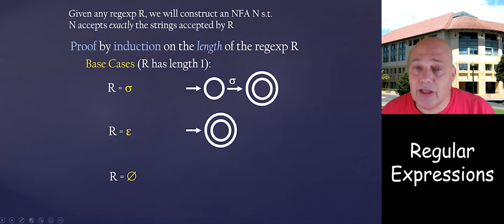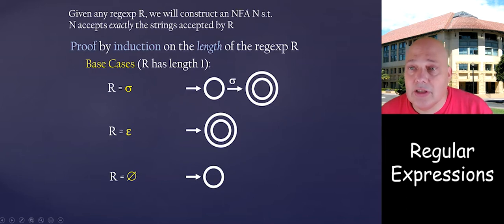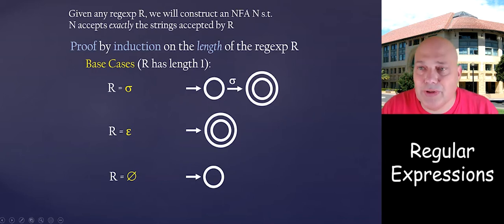For accepting the empty string, we have this NFA, and the only thing that it accepts is the empty string. The moment you need to read any alphabet symbol, you have no transitions, and therefore you cannot accept it. And the empty set is something we already discussed in the past. So it's this NFA that has a single state which is rejecting, and you cannot accept anything with a single state that is rejecting.